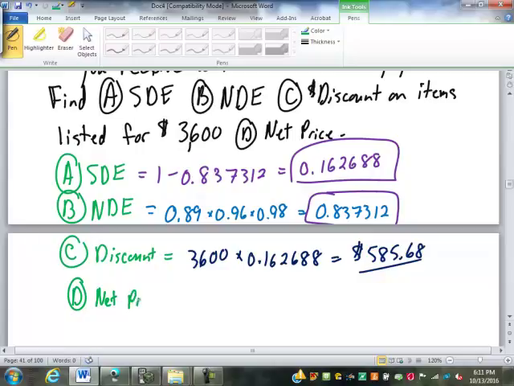Find the net price. It's going to be the list price of 3,600 times the net decimal equivalent, 0.837312, which is going to be $3,014.32.